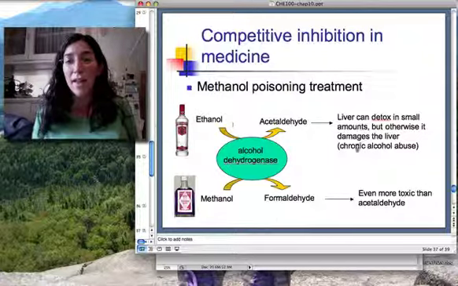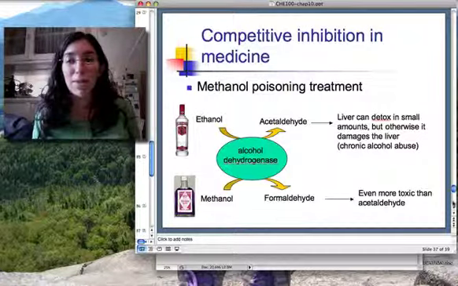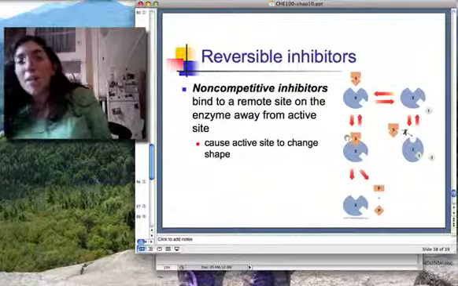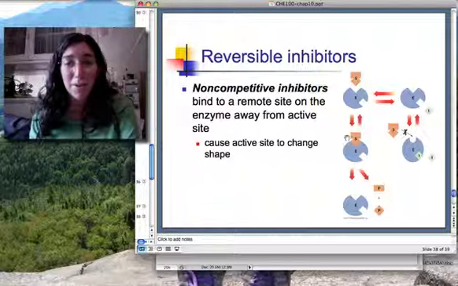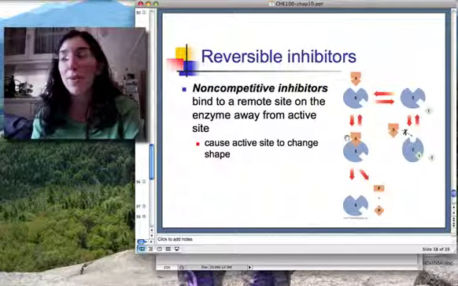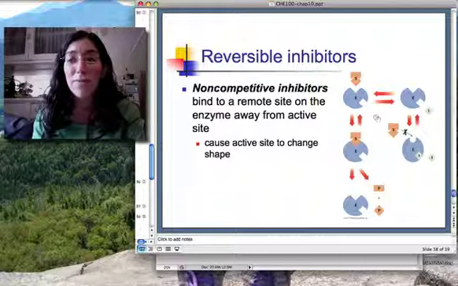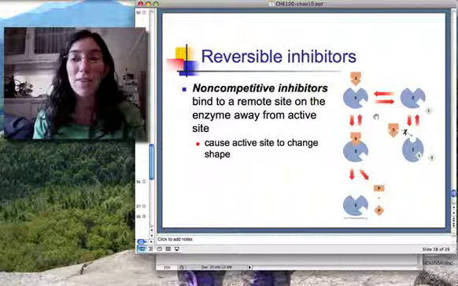So that is sort of a real use of competitive inhibitors in medicine. The other type of reversible inhibitor is a non-competitive inhibitor. A competitive inhibitor competes for the active site. A non-competitive inhibitor binds to a different site on the enzyme.